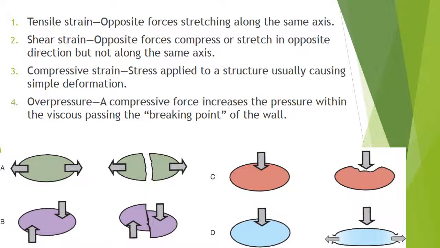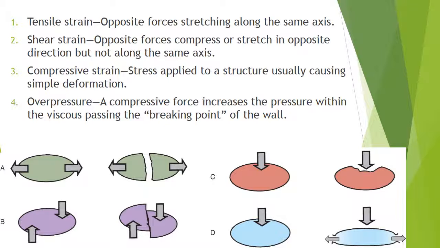The different strains that can be applied upon the body tissues have been diagrammatically represented. Tensile strain occurs when opposite forces stretch along the same axis. Shear strain occurs when opposite forces compress or stretch the tissue in opposite directions but not along the same axis. To understand tensile strain, it is when too much pull is put on the body tissues. Shear strain occurs in a vertical shear fracture of the pelvis, as an example.